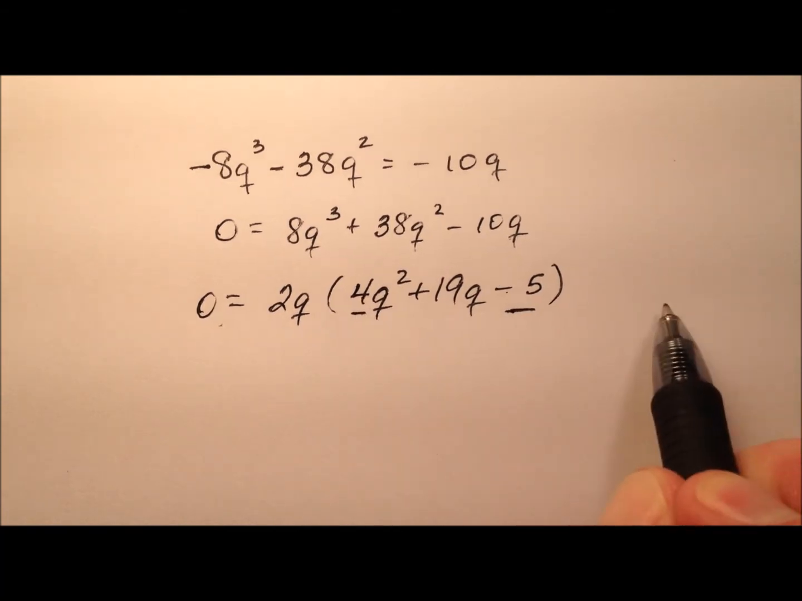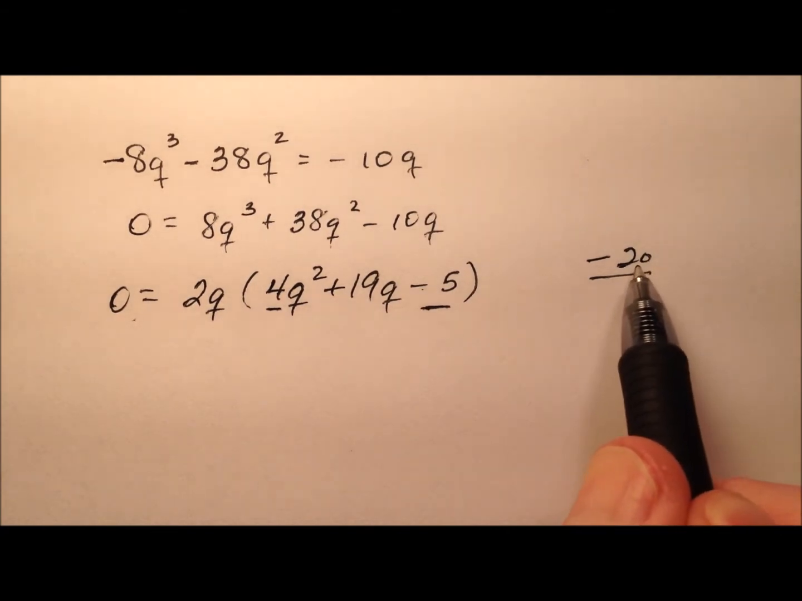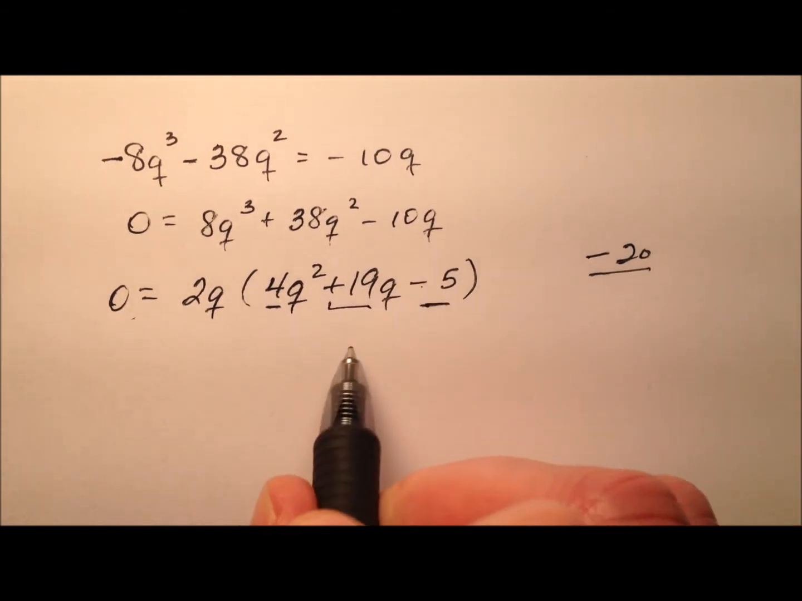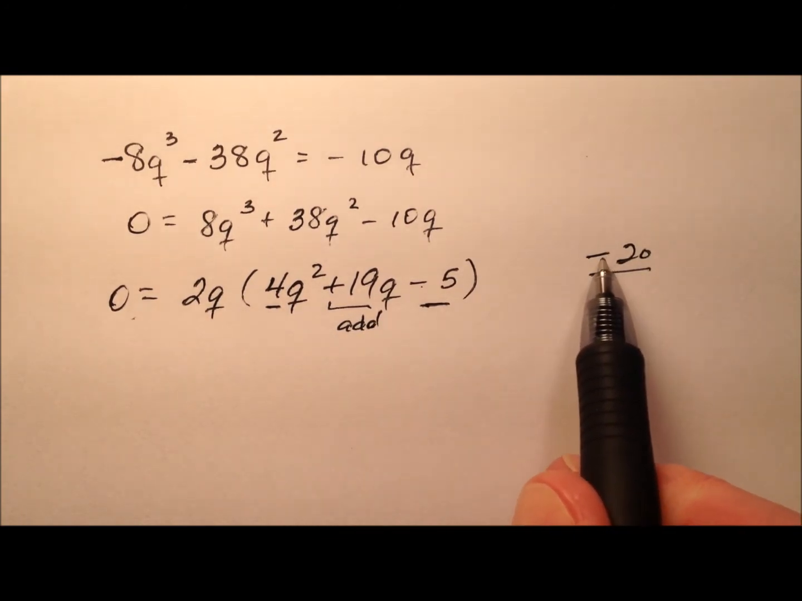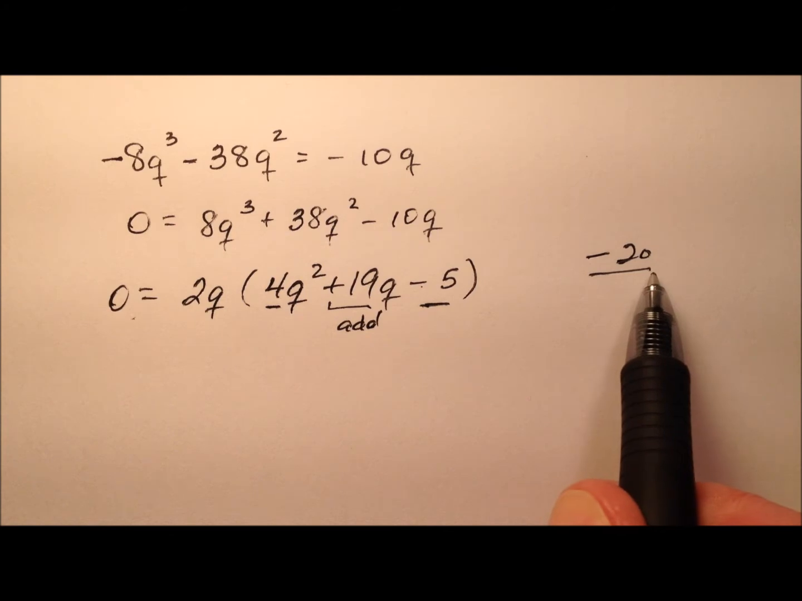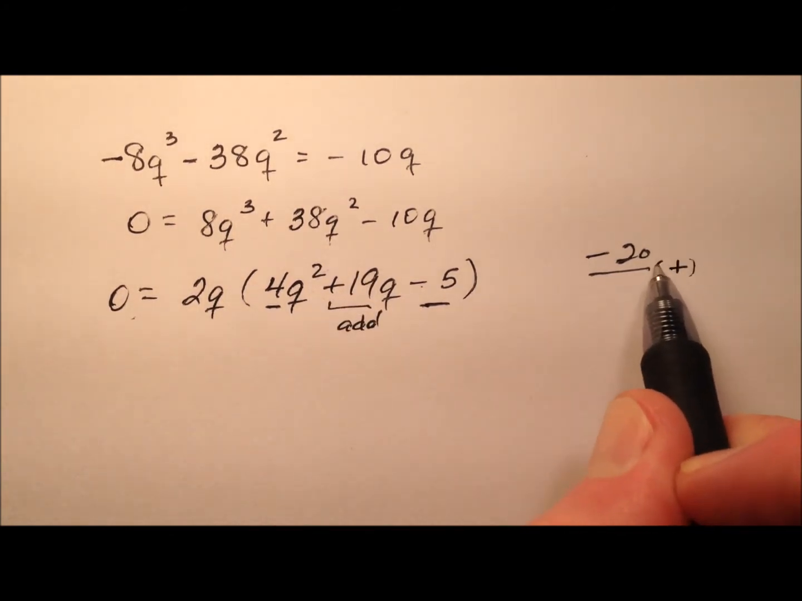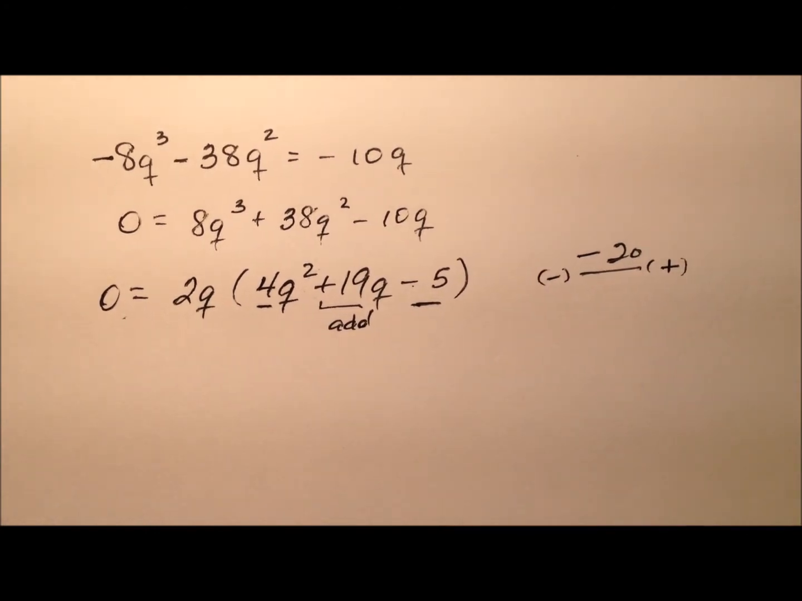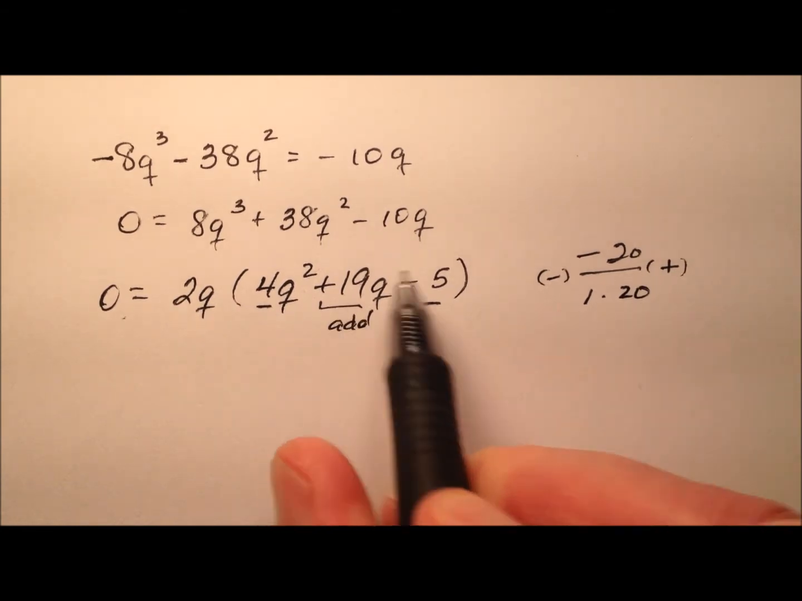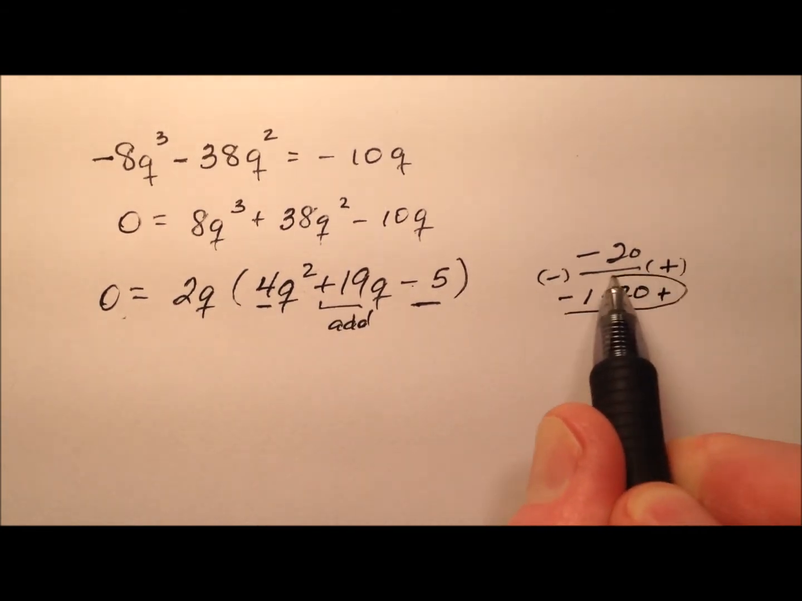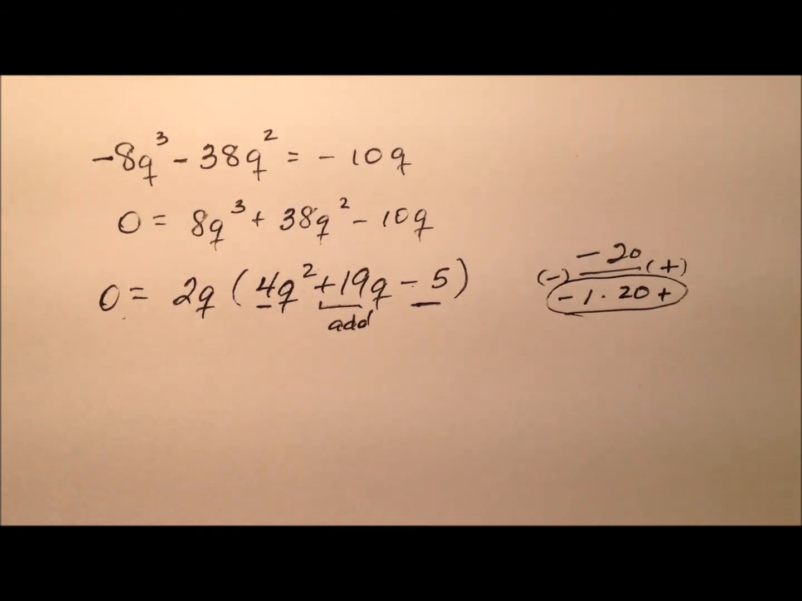So 4 times negative 5 is negative 20. I'm looking for factors of negative 20 that add to positive 19. If they multiply to make a negative, I know I have to have one of each sign, one positive, one negative. And if they add to make a positive, then the larger is positive and the smaller is negative. So let's talk about factors of 20: 1 and 20, and I don't think we need to go any further, because that's the factor pair we need. Positive 20 and negative 1 do add up to 19.